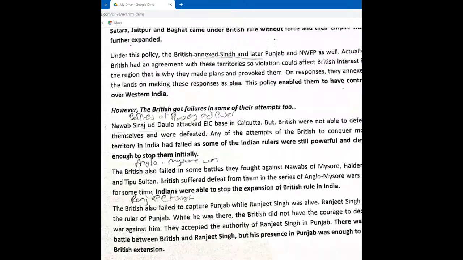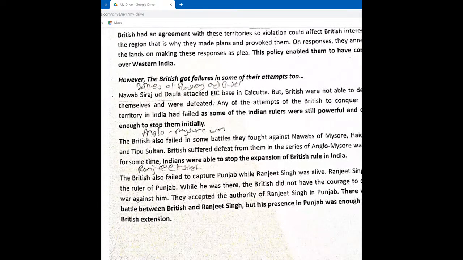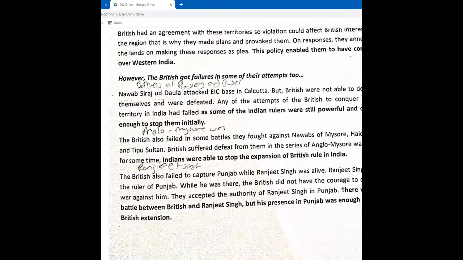If you see, there's this line that is basically some sort of a transition here. Okay, however, the British got failures in some of their attempts too. Now you're transitioning from successes to the failures. We need to write about the failures as well. For example, if you look at the paragraphs, there are a total of 3 paragraphs explaining 3 failures here. Nawab Sirajuddaula attacked EIC base in Calcutta, but British were not able to defend themselves and were defeated. Any of the attempts of the British to conquer more territory in India had failed, as some of the Indian rulers were still powerful and clever enough to stop them.